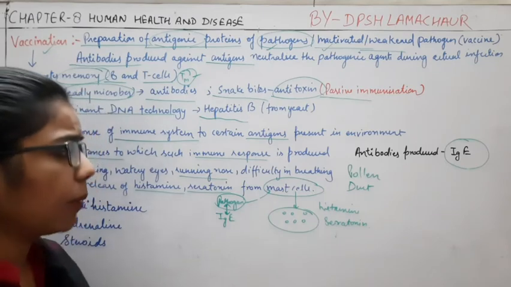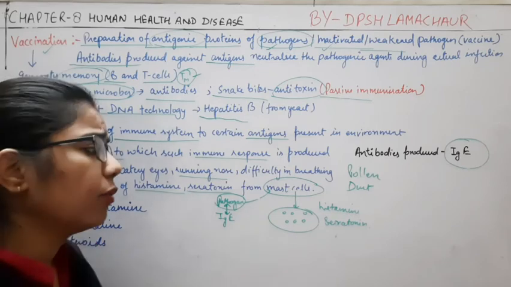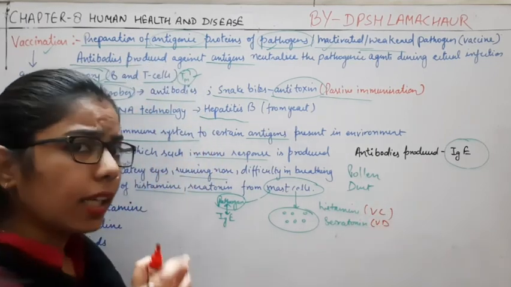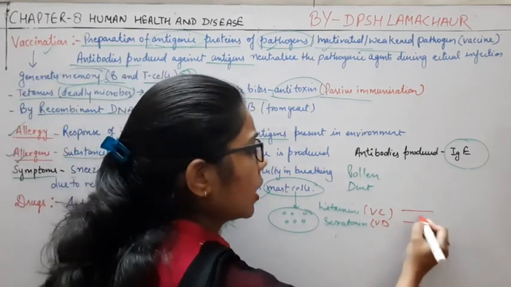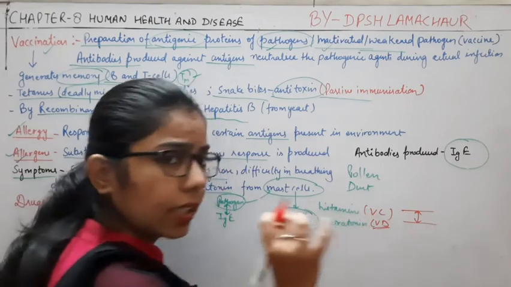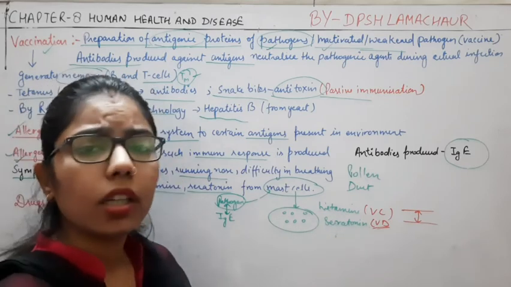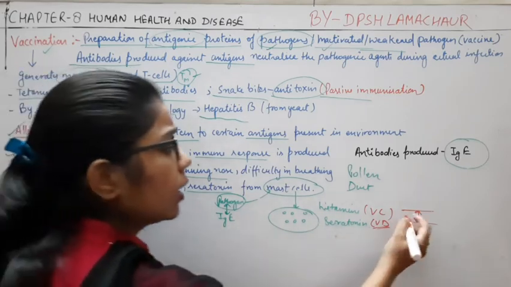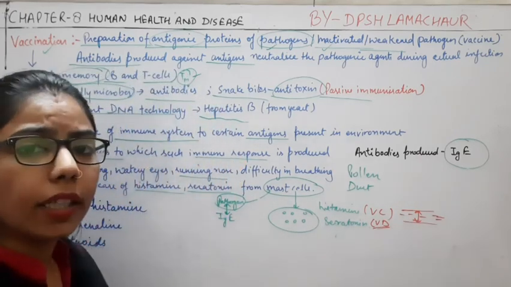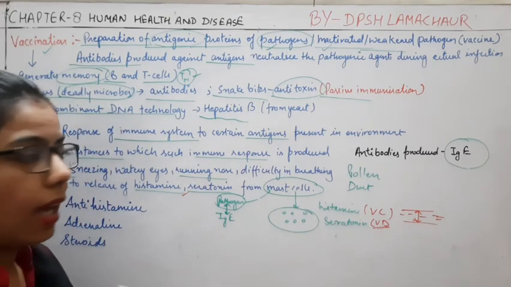Now what is the role of this histamine and serotonin? See students, one of them is a vasoconstrictor and one is a vasodilator. Vasoconstrictor means the diameter of the vessels will reduce, and vasodilator means the diameter will increase. So in both conditions, whether the vessels dilate or constrict, the movement of blood inside these vessels will be very difficult. Due to that, the body will show some allergy right here.